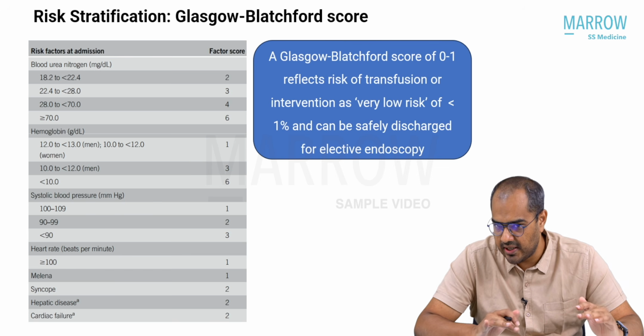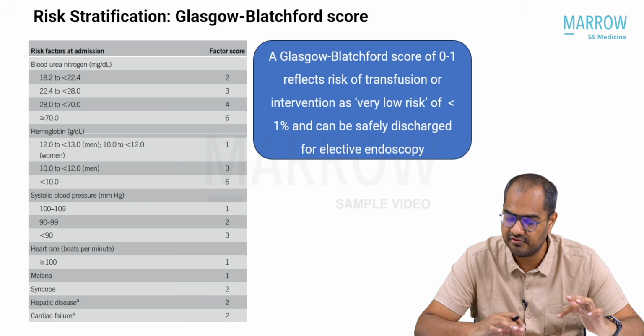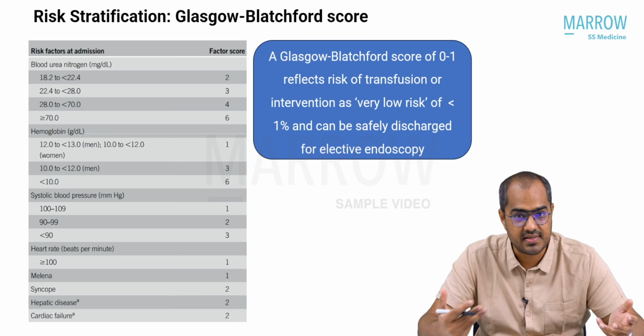However, these are all Western guidelines. In our neck of the woods, we don't usually do this for multiple reasons, because access is easy here. Whenever we have patients who have an upper GI bleed, it's better that you admit them and do an endoscopy. But maybe for this group of patients where the Glasgow-Blatchford score is 1, you can even wait for the next day.